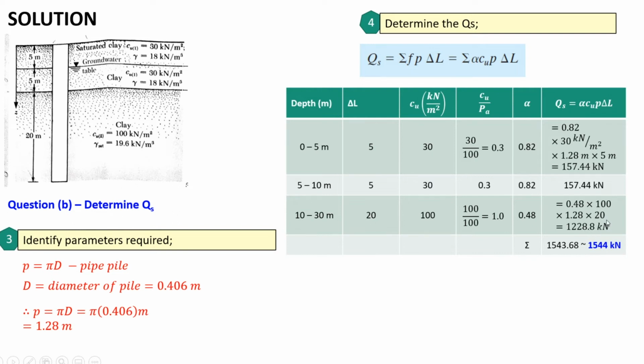1228.8 kilonewton. So the total of the QS here, considering all the layers, we have 1544 kilonewton. Alright, so now we have completed getting the QS.